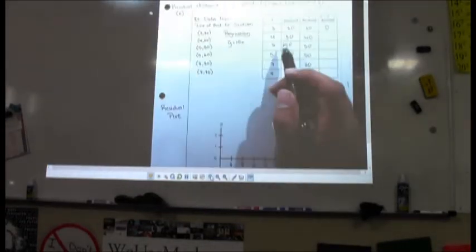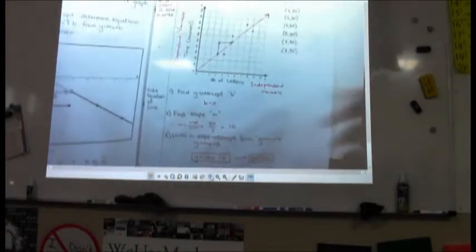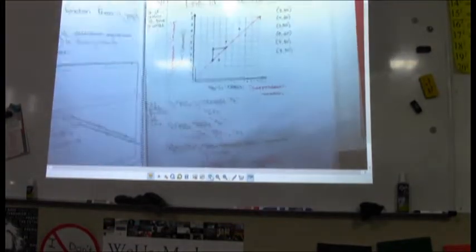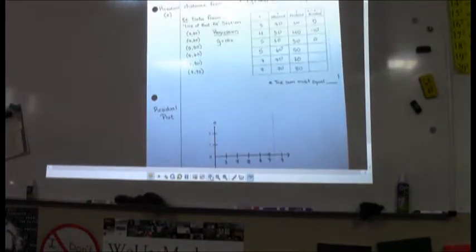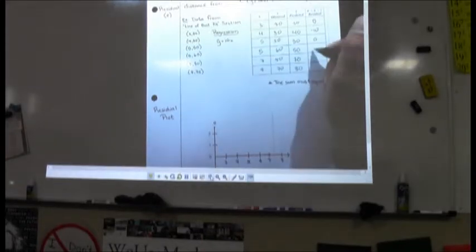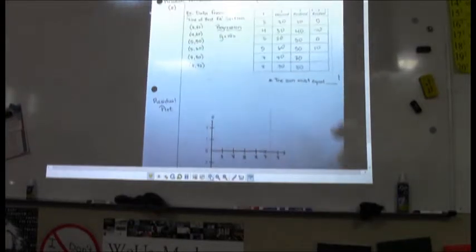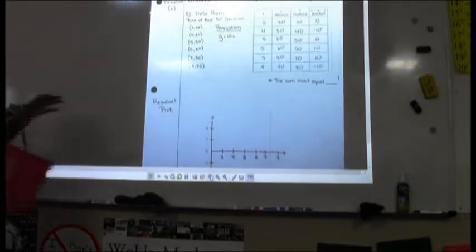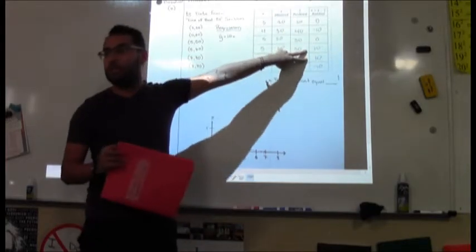Next one, negative 10. So what does negative 10 mean? It's 10 below the line. That was this point right here. We can tell the residual based on the graph or based on the table. The next one is 0, which means it's on the line. Next one is 10, 10 above the line because it's positive. Next one, 10, and the last one, negative 10. So we have 2 points on the line, 2 points below the line, and 2 points above the line.